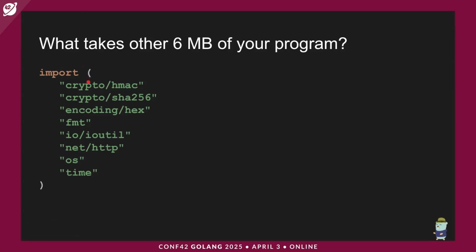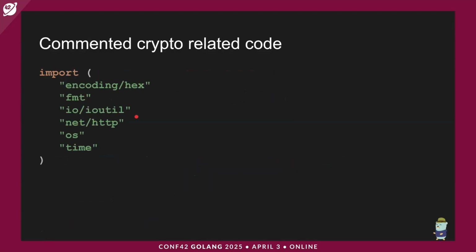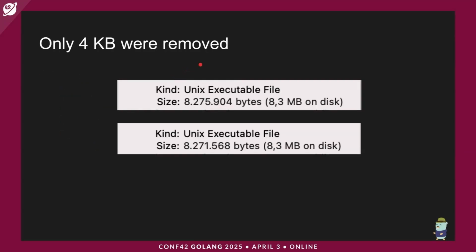So I did another experiment. I started to remove them one by one. Crypto sounds like a good candidate to remove. So I commented out code to still keep the program working and tried to compile. I did it. So yeah, I removed crypto. There are no crypto dependencies anymore. And I compiled it, but the size of the application didn't change much. You can see we gained only 4 kilobytes.